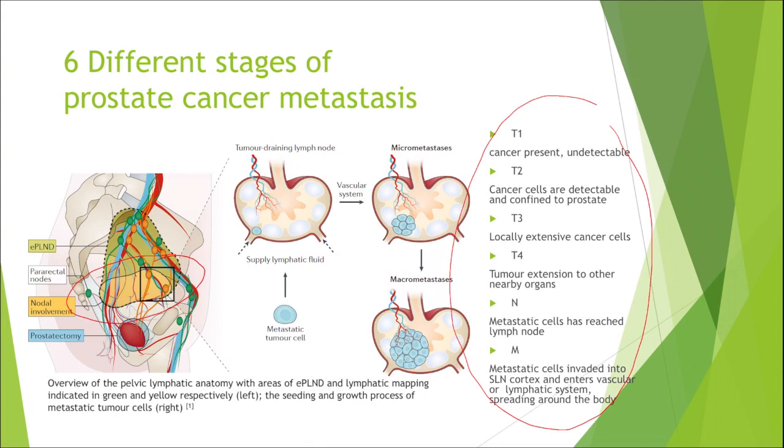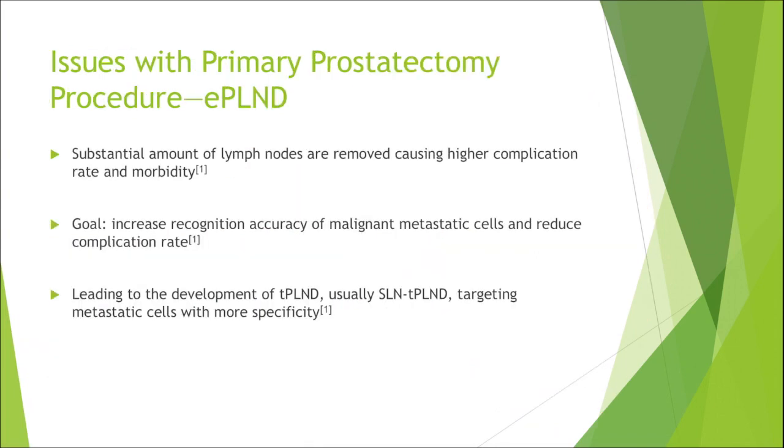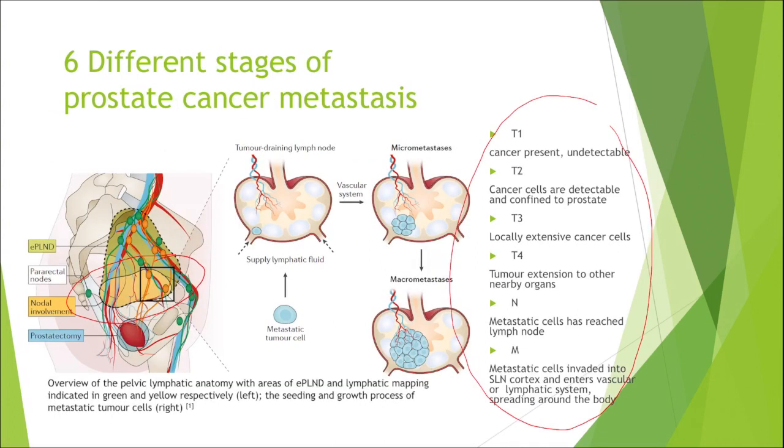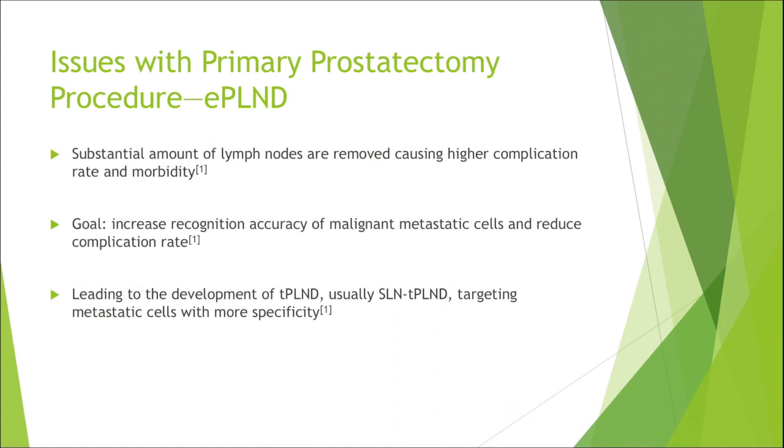The current primary procedure for prostatectomy is called EPLND, which is short for Extended Primary Pelvic Lymph Node Dissection. This involves the removal of a considerable amount of lymph nodes, as indicated in the green region shown in the previous slide. EPLND is non-specific in targeting malignant lymph nodes, and hence many unaffected lymph nodes are removed. Research has shown that when a large amount of lymph nodes are removed, complications are much more likely to occur. Hence, it is necessary to develop a new procedure that aims to remove fewer sentinel lymph nodes.